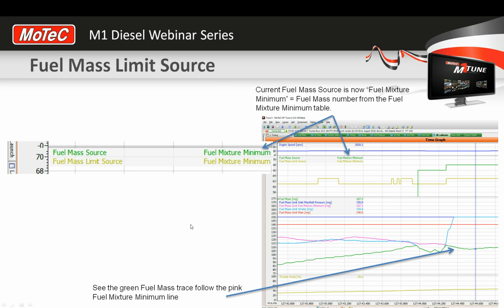Alright, so that's how your fuel mass limit sources can be tracked, and you can see what's going on, and you can see which fuel table is delivering or deriving the fuel that's going to the injectors.